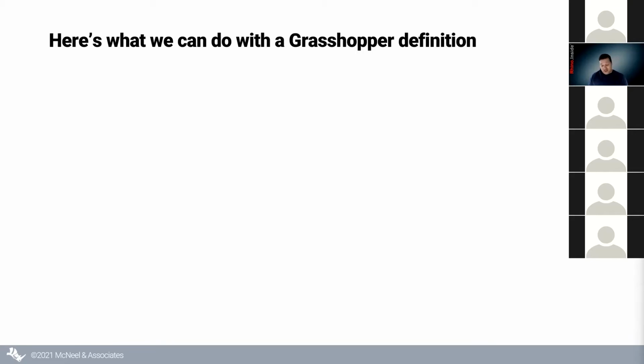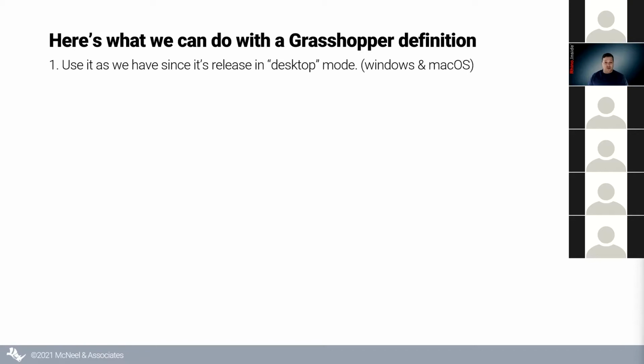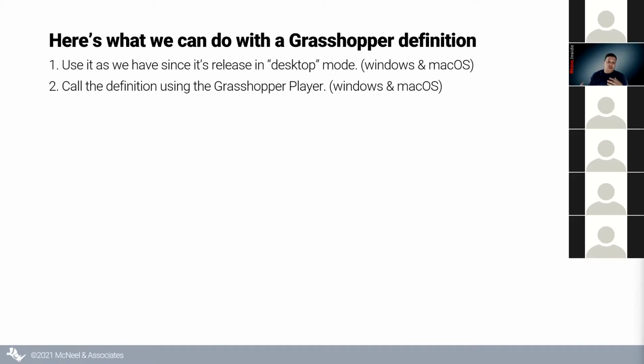So really, this is what I think we can boil it down to. We can use it the way we've always done it, in desktop mode, where you just run it locally. You have inputs and outputs, and you use it locally. We can also use something called the Grasshopper Player, which is a new method that allows you to call a Grasshopper definition from the command line in Rhino.